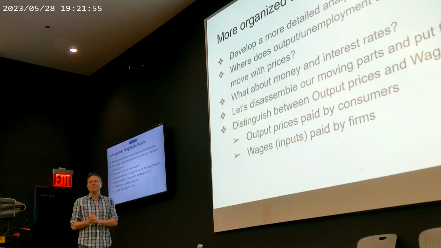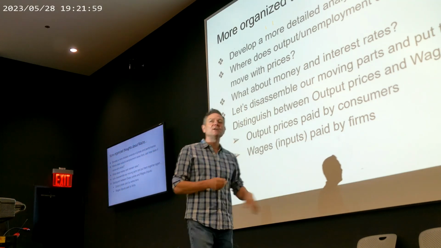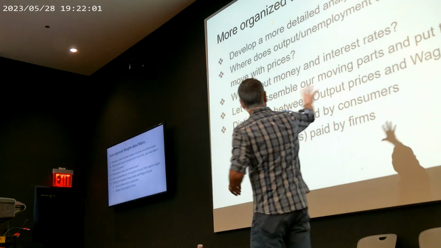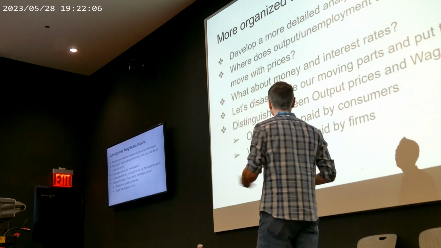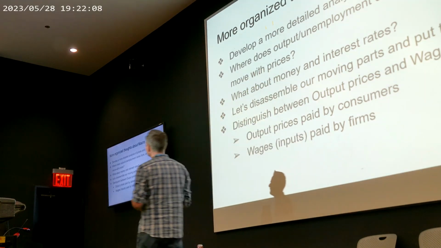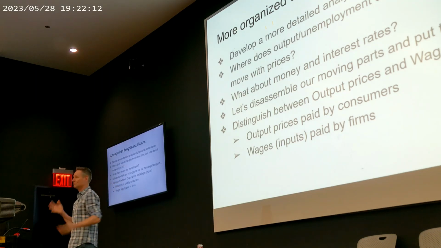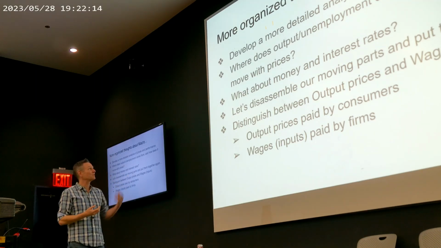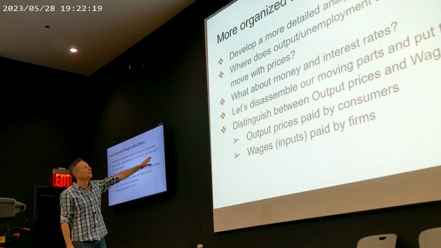Okay, so that's a little preview of what we're trying to do here. But we're going to want to develop a bit more of a detailed analysis of prices and overall economic performance, and think about a model that tells us something about how output, unemployment, and all of these things move together with inflation or price levels. And of course, we'll also want to think about money and interest rates.